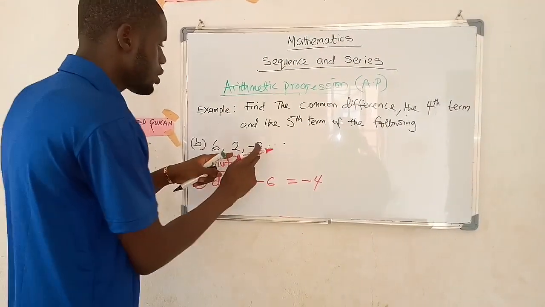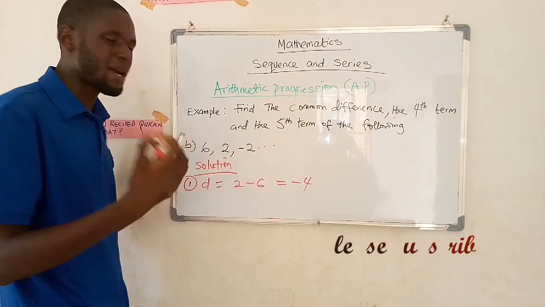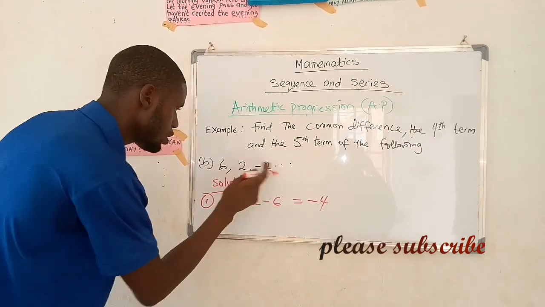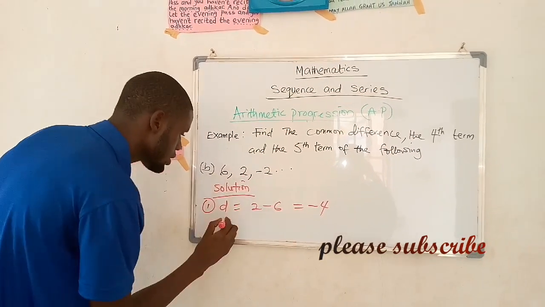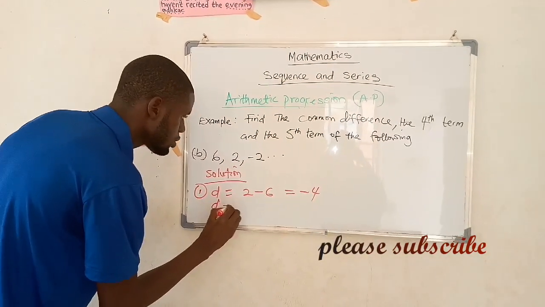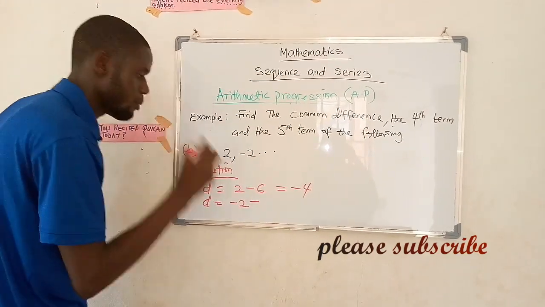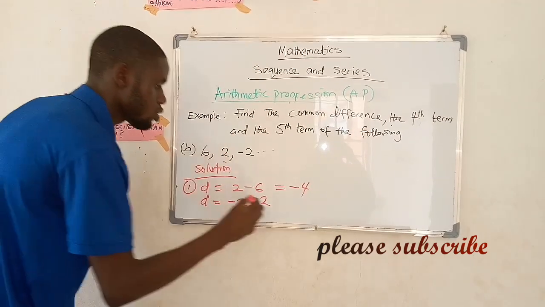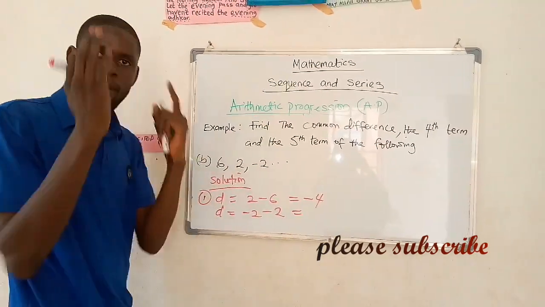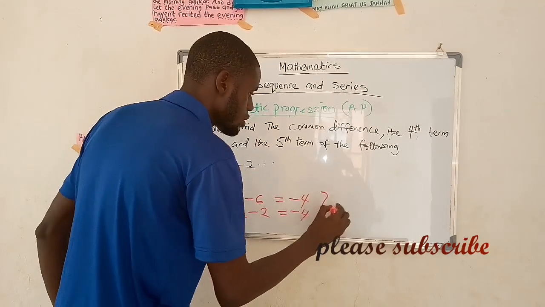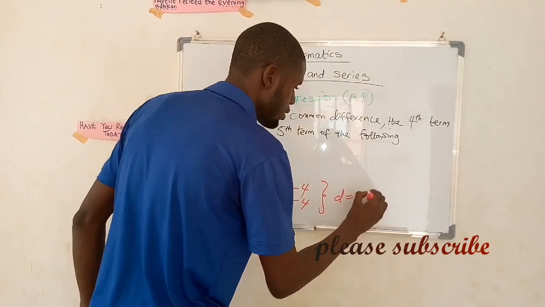Now let's go again. Let's subtract the second term from the third term and see if we actually have a common difference. If we consider the third and the second term, D is equal to minus 2 minus, remember, is 2. So it's going to give you minus 2 minus 2, which is still what? Minus 4.